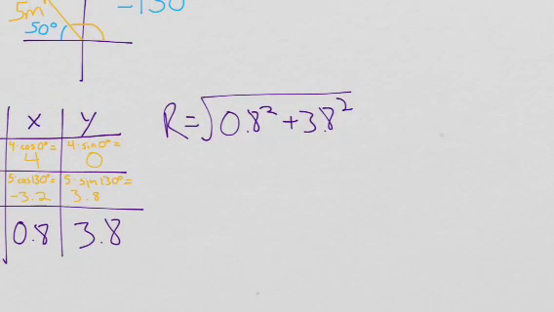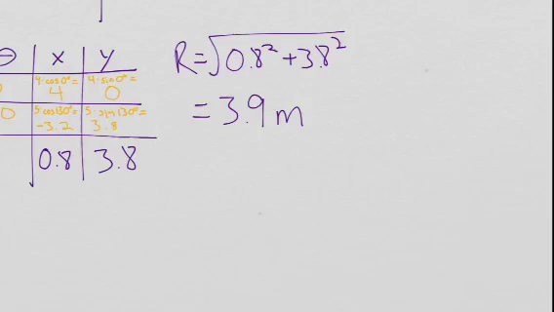So if I do this math, 0.8 squared plus 3.8 squared under a radical, I get an r value of 3.8, so I'm going to make this 3.9 meters. And that seems to make sense overall.